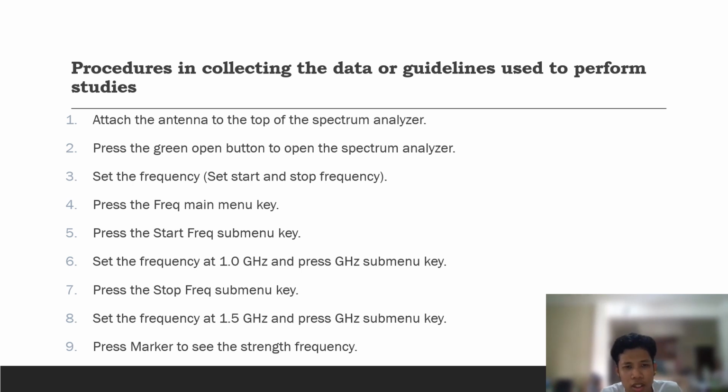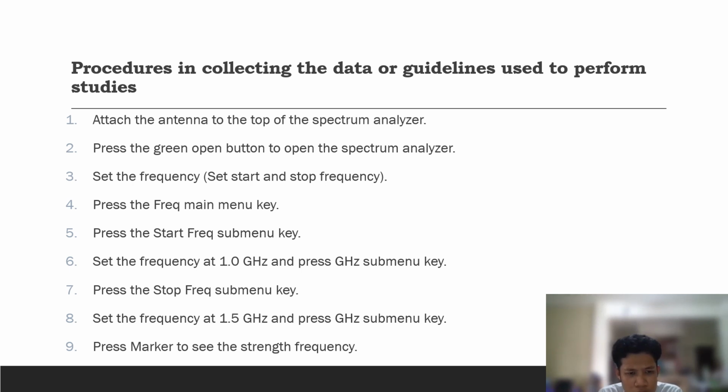The procedure in collecting the data, or the guideline used to perform the study, is as follows. First, we attach the antenna to the top of the spectrum analyzer, and then we press the green open button to open the spectrum analyzer. Next, we set the start and stop frequency, and then press the frequency menu submenu key, and then we press the start frequency submenu key.